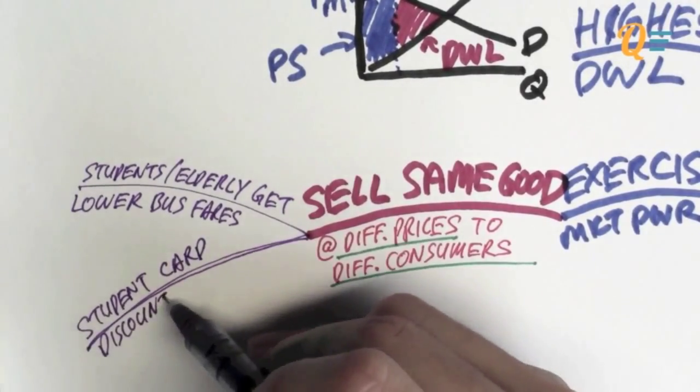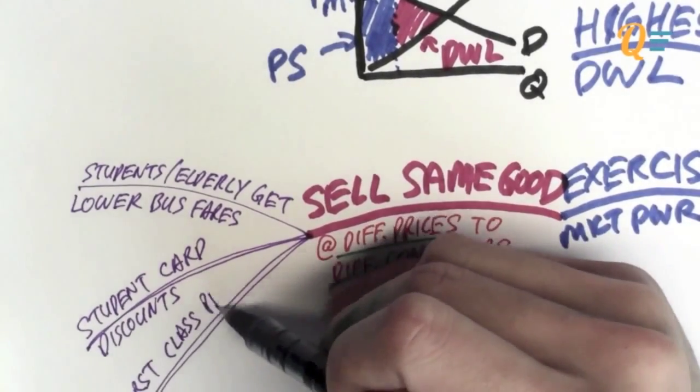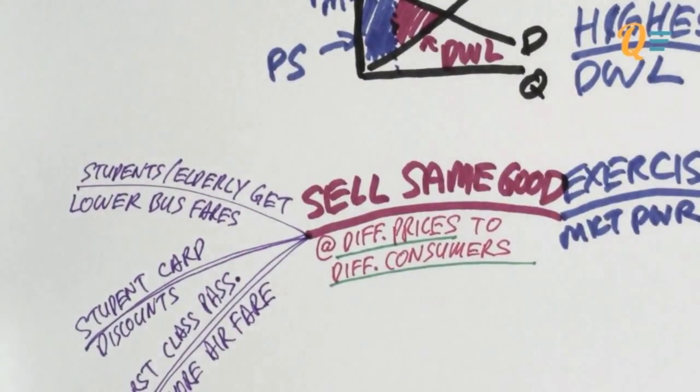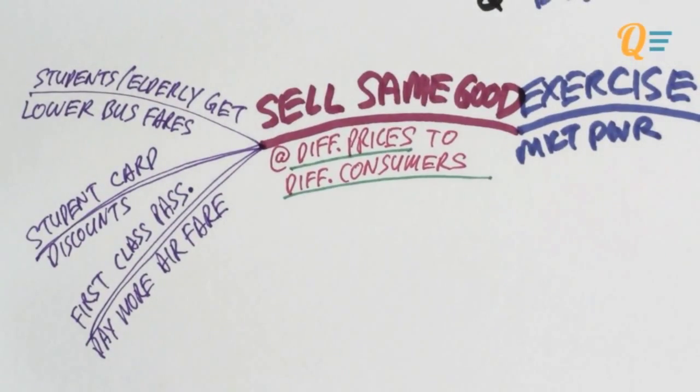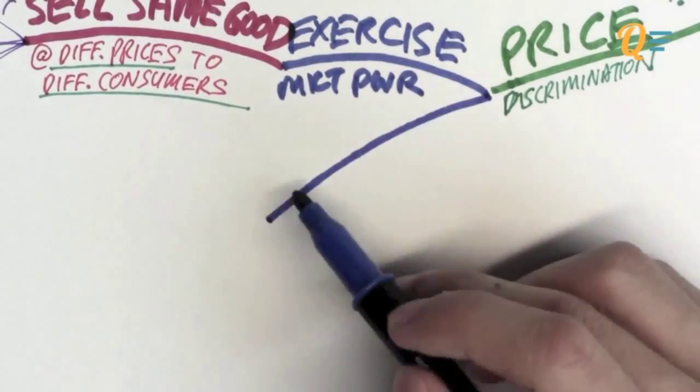A second example could be student card discounts. And another example would be first class passengers that have to pay more for airfare. Well, if you think about it, traveling from one place to another is still the same good. And I don't think it's that expensive to actually serve first class. So it is essentially charging them much more for that same good.